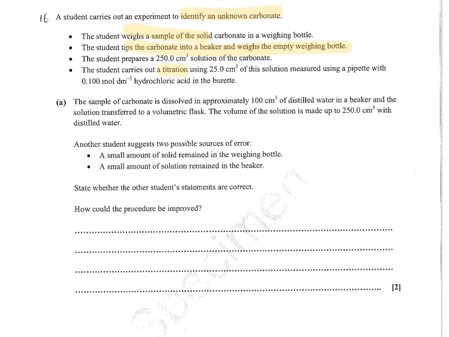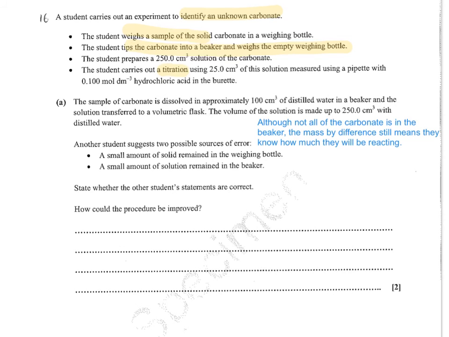So what this is called is weighing by difference. So I'm just making a mental note to myself of what that means, which is, although not all of the carbonate is in the beaker, which makes it sound like it might be a problem, because they've weighed the empty weighing bottle, they now know exactly how much carbonate they will be reacting, so it's actually not as much of a problem as you might think. Why am I talking about it in terms of whether it's a problem or not?